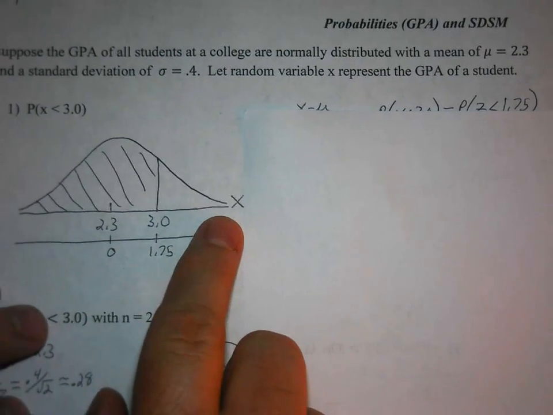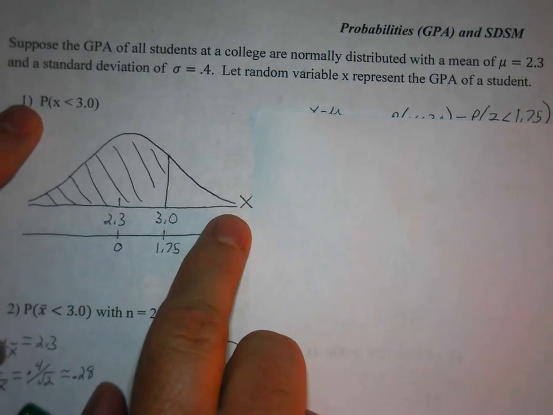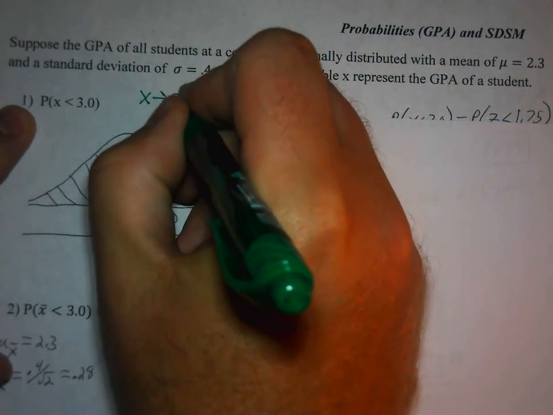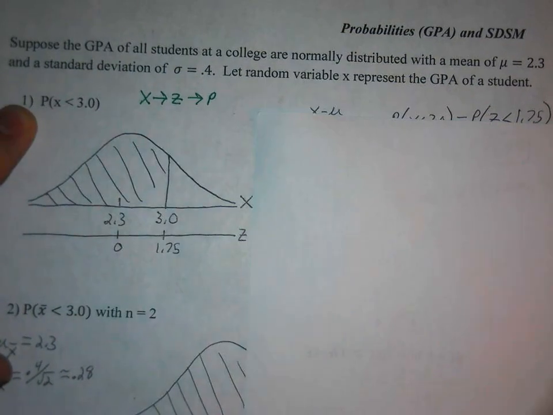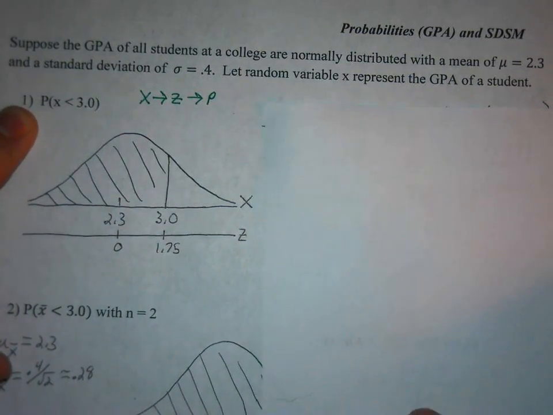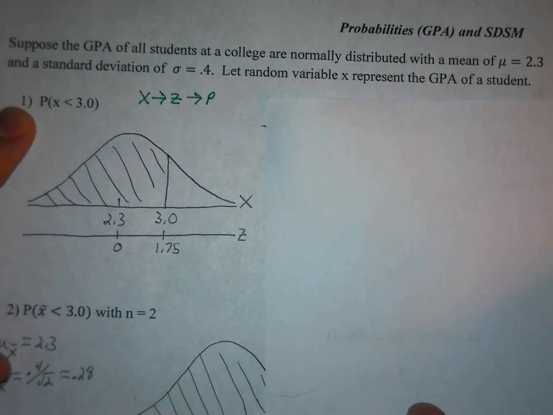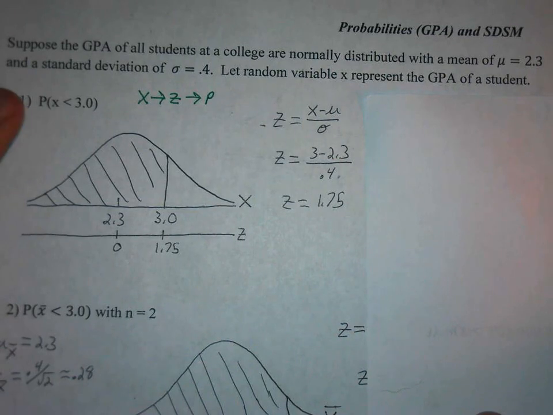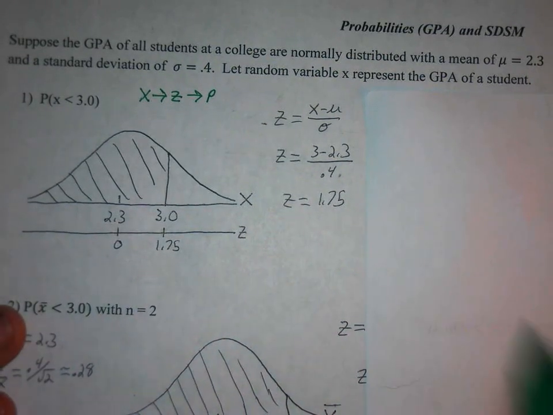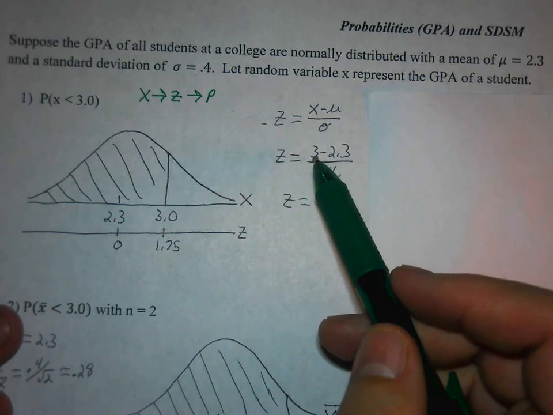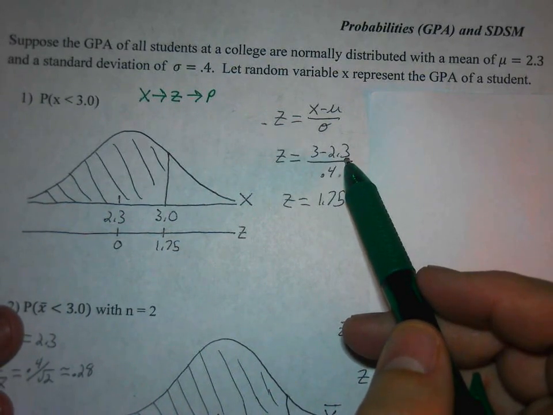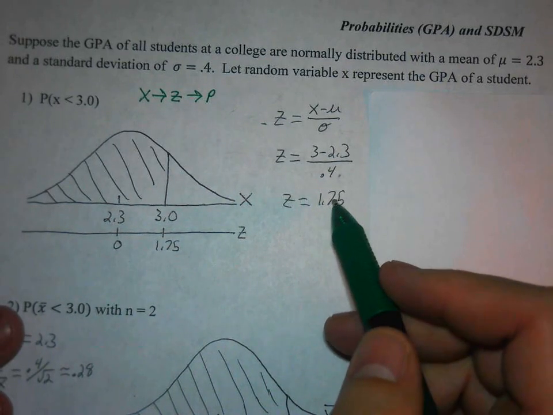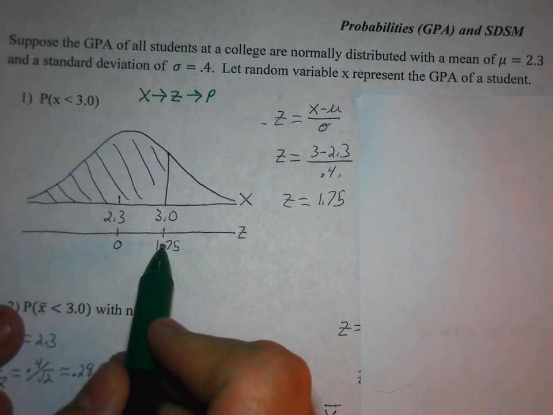To find probabilities, we need to convert x to z and then find the probability. What always relates x and probability is your z-score formula, x minus mu over sigma. So we take our x value of 3 minus the mean, 2.3, divided by the standard deviation of 0.4, and we get a z-score of 1.75. So that's where this is coming from here.